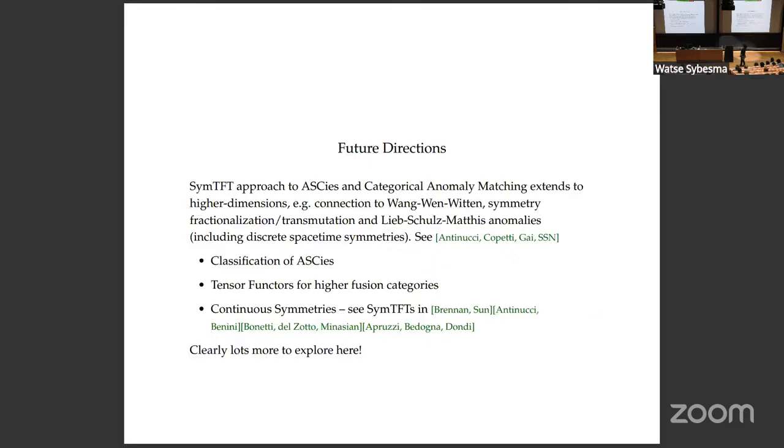And of course, once you have this machine in place, you can apply it now to higher dimensions. The applications generalize the Wang-Wen-Witten stuff, and then also fractionalization, also spacetime symmetries. So this is basically the world is your oyster at that point.